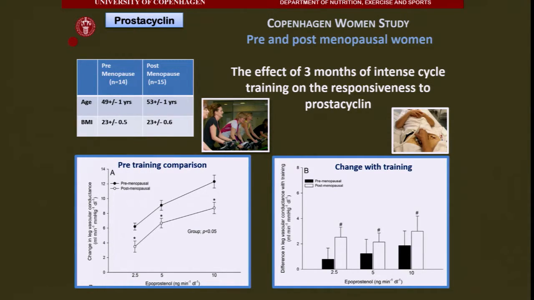And what about training, which is what we're interested in here? Well, if we train these women for 3 months with high-intensity spinning, so intermittent high-intensity cycling, we see an overall improvement in both groups, and almost as if the postmenopausal women are acting better. They're actually getting back to the level of the premenopausal here, which is kind of interesting in just 3 months. So indeed, we can improve the sensitivity to prostacyclin.